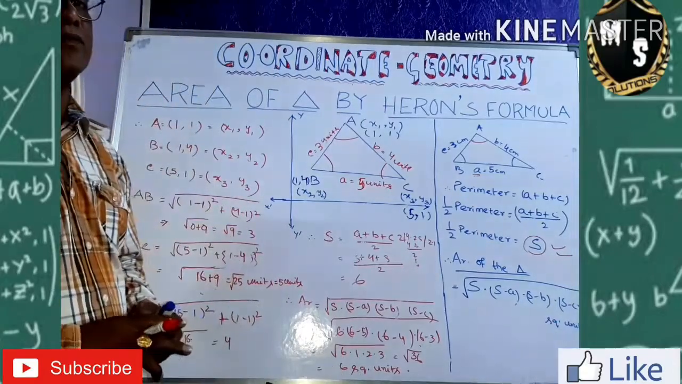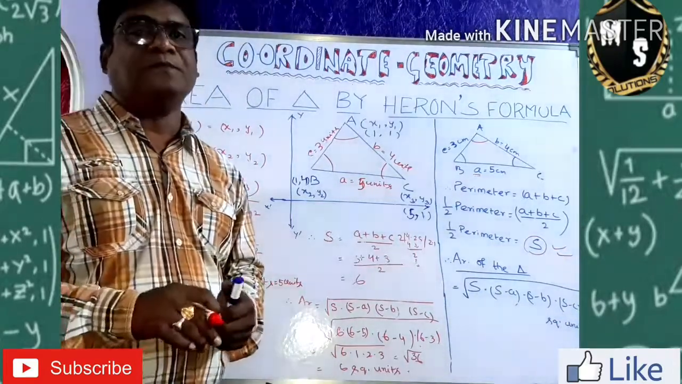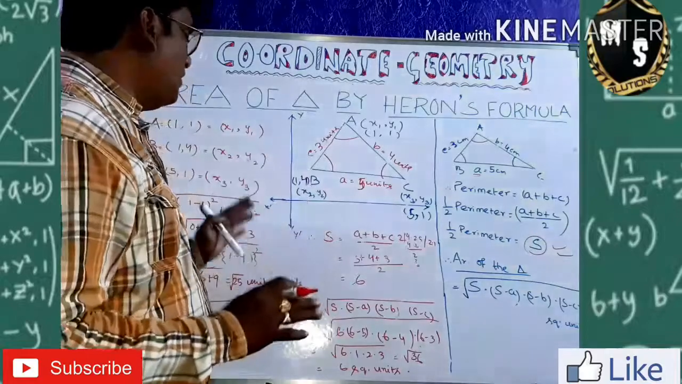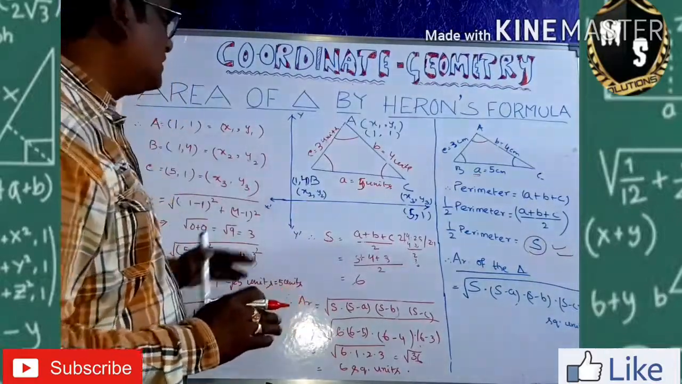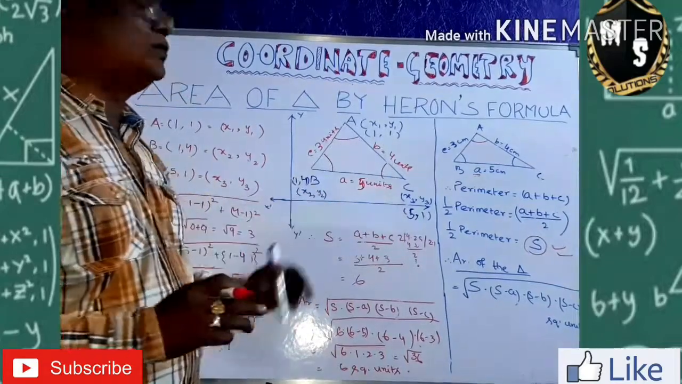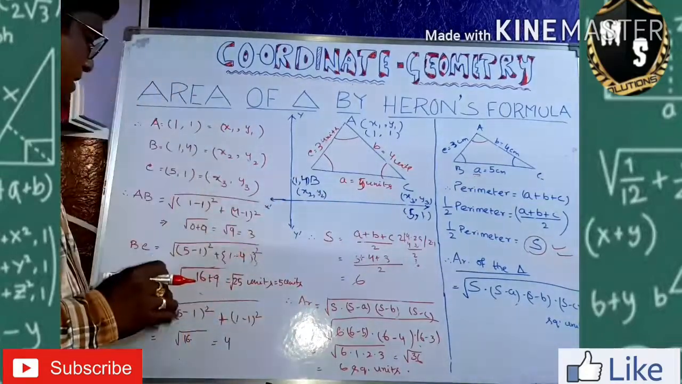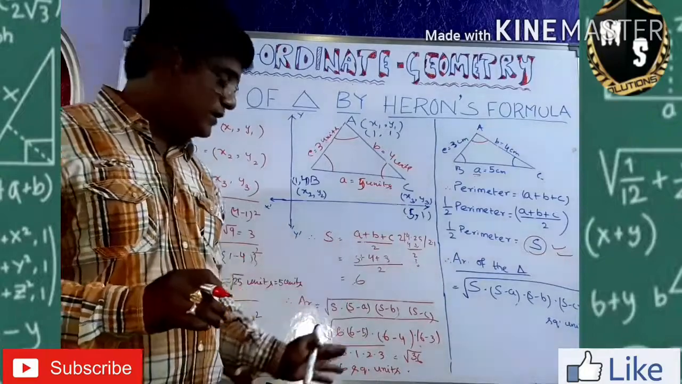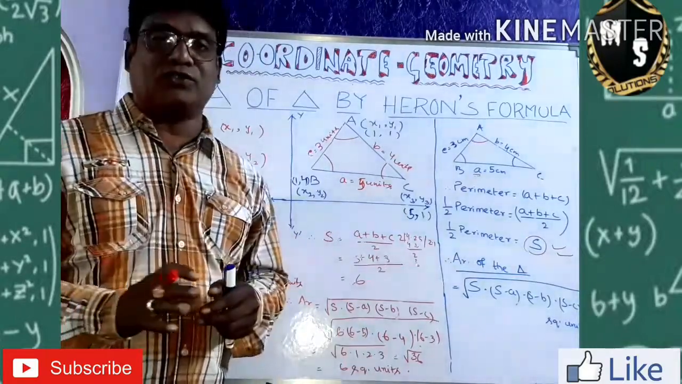That means this type of questions may come in 4 marks also. So be careful for your sign conventions, signs, positive and negative. Sometimes the coordinates will be negative also. So be careful when you are calculating the distance and when you are calculating the square roots also.